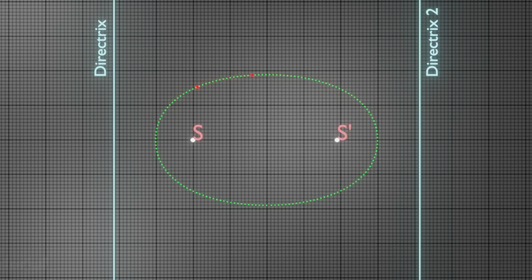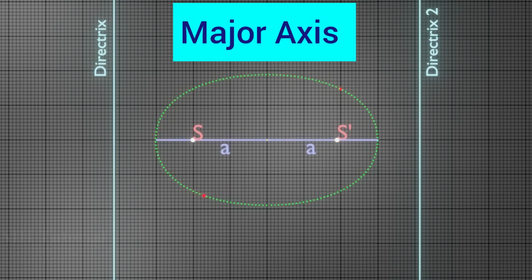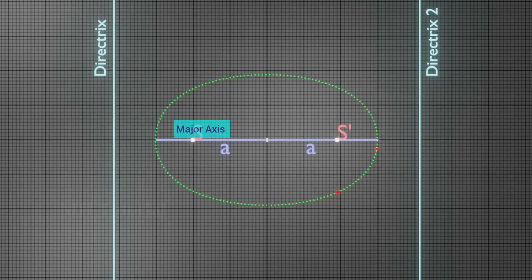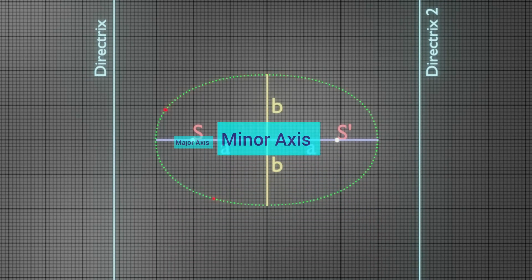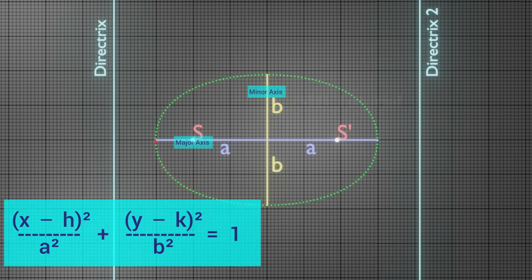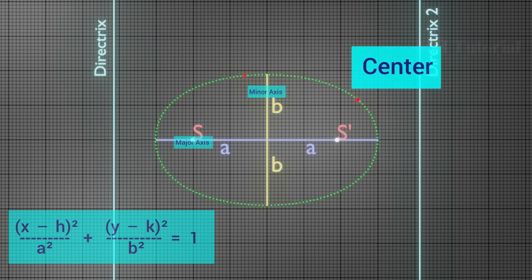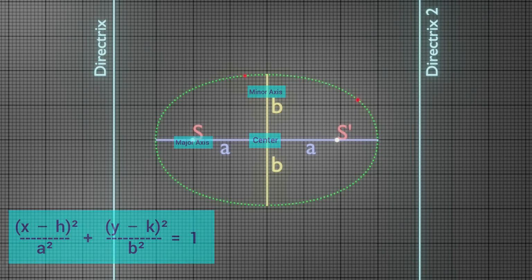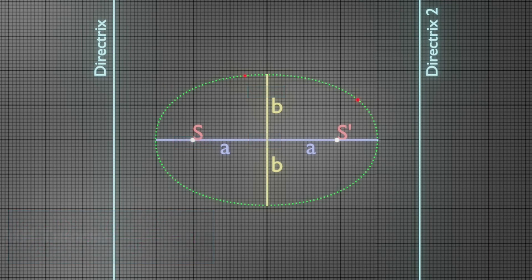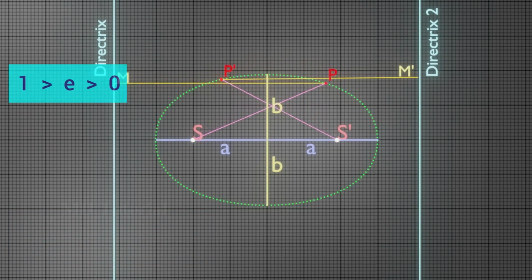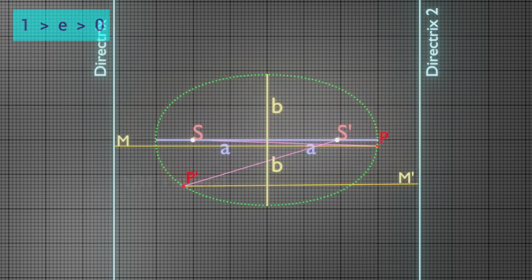A straight line segment, connecting both vertex points, is called a major axis. This is the longest diameter of an ellipse. Similarly, the shortest diameter of the ellipse is known as the minor axis. The general equation for an ellipse is written like this. Here, h, k is the position coordinate of the center of the ellipse. It is the point where major and minor axis cross each other. 2a and 2b are the lengths of the major and minor axis respectively. Note that eccentricity of an ellipse lies between 0 and 1.